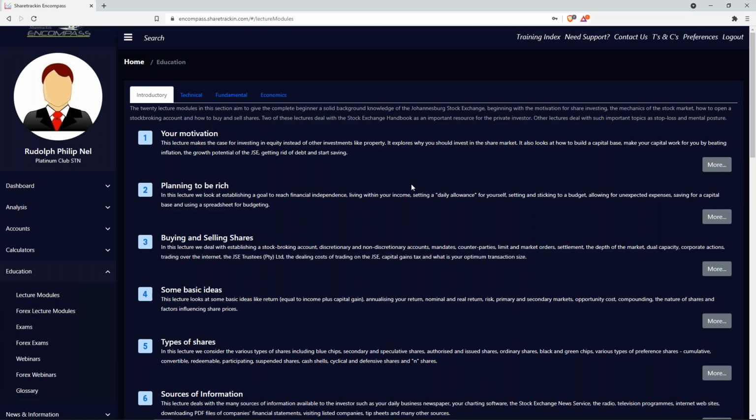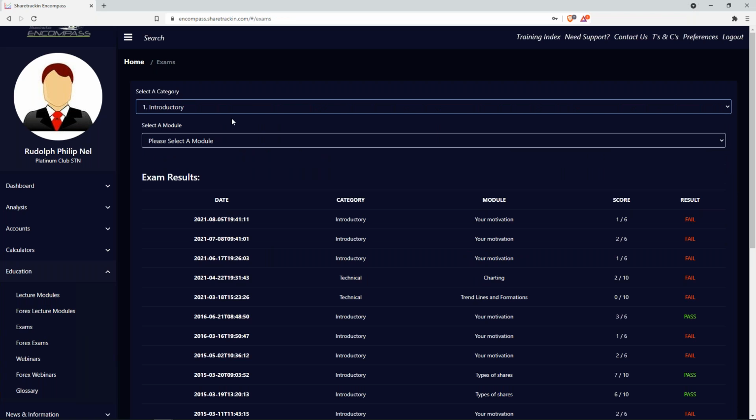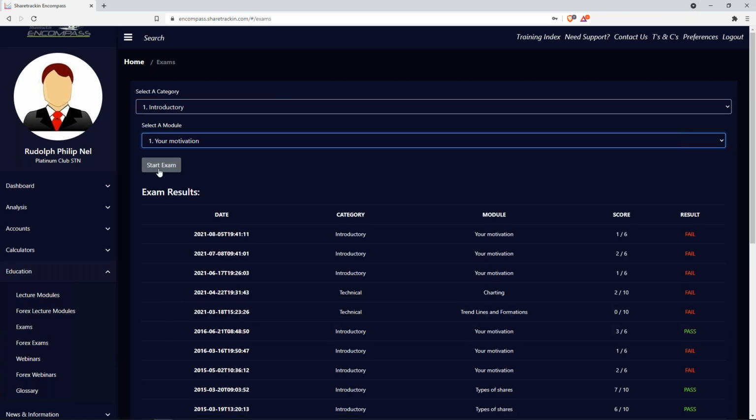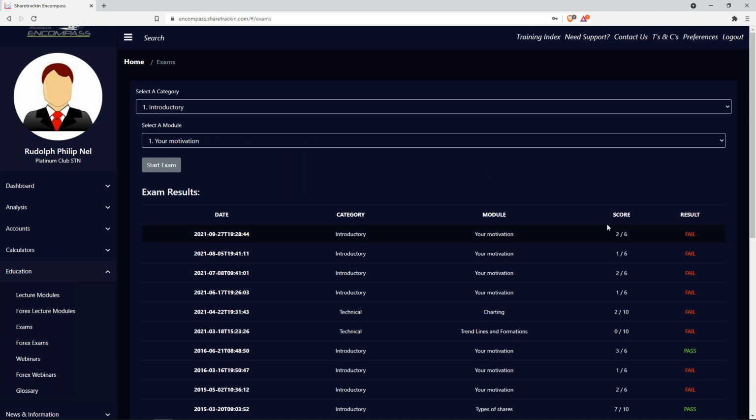But you can also go and write tests on these lecture modules. So after you've done a lecture module, you can go to exams, and then you select your category. You go to your motivation, and you say start exam. Once you've said start exam, you can answer all the questions. So this is exactly why all of my tests look like I failed them all. Like for instance, now that one's also failed. That's basically what you're going to do.